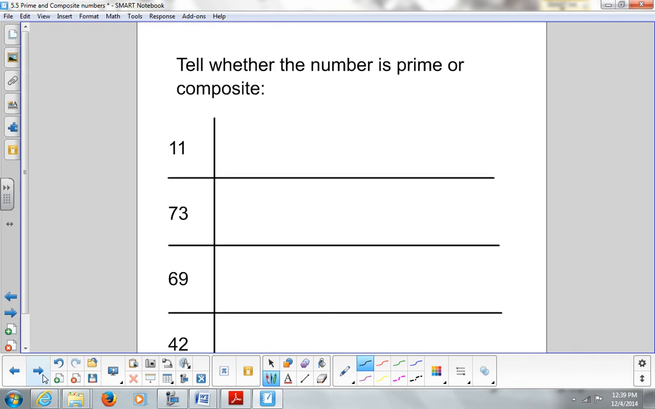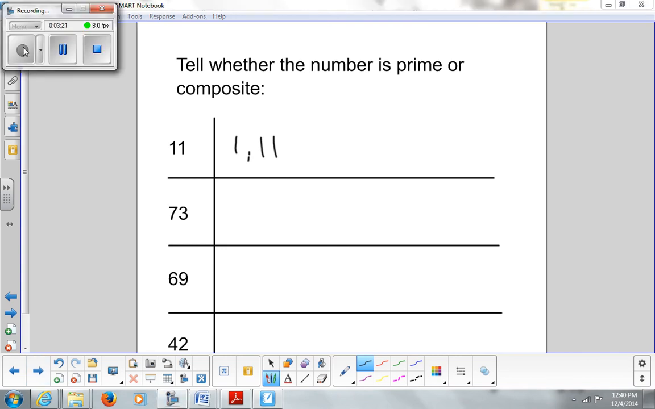All right, let's look at something else. Prime and composite. So we're going to list factors of 11. I have 1, 2 can't go in, 3 can't go in, 4 doesn't go into 11, 5, it would have to end with a 5 or a 0, 6, nope, 7, nope, 8, no, 9, 10, 11. So it's 1 and 11.